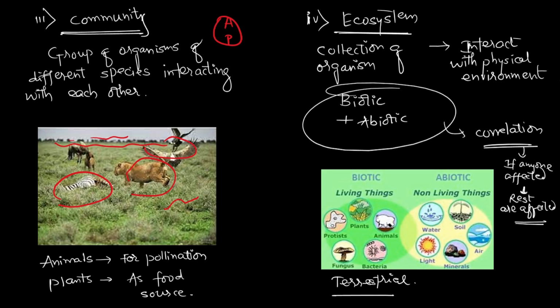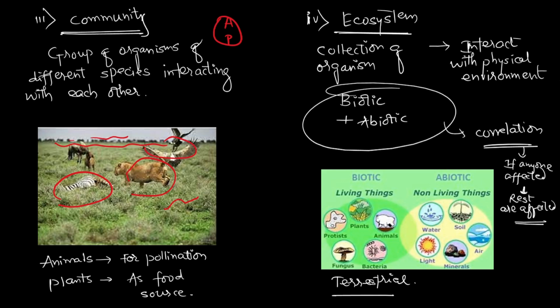Now, these are interdependent. Animals are important as far as pollination is considered. Pollination is important for the growth of fruits and flowers, and for the reproduction of plants. And plants are important because they act as a food source. So this is why they are interdependent. And when a group of organisms of different species interact with each other, that is said to be a community in ecological terms.